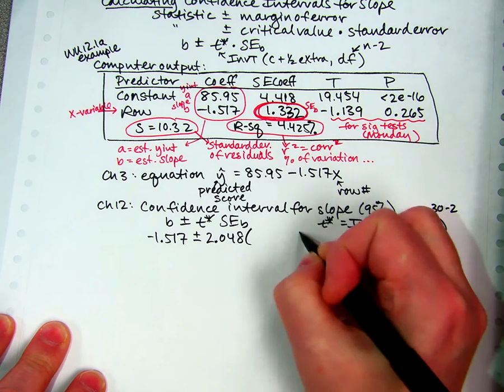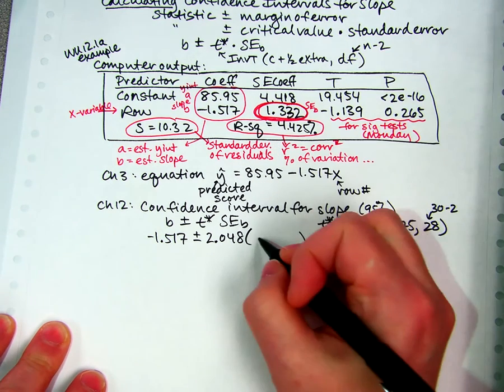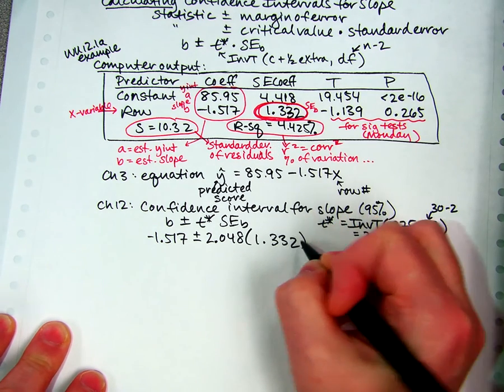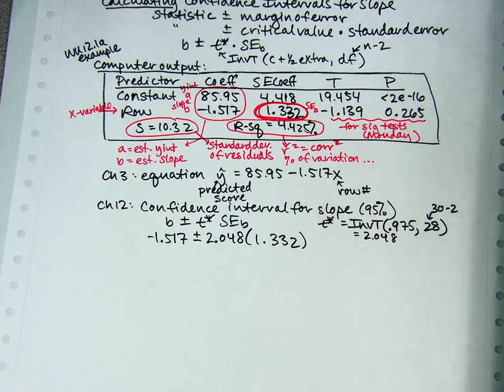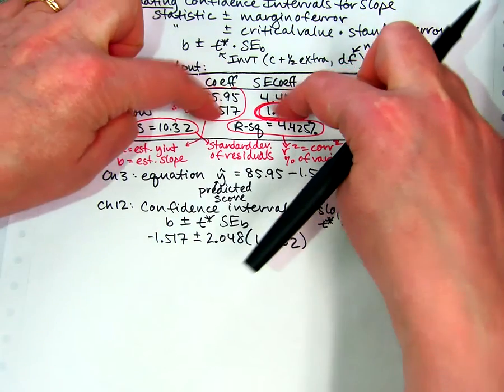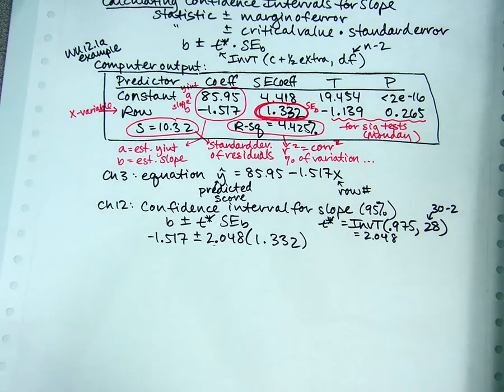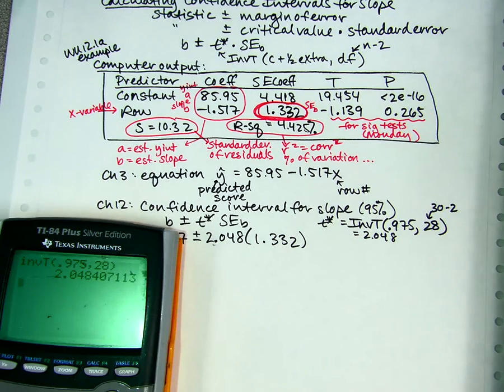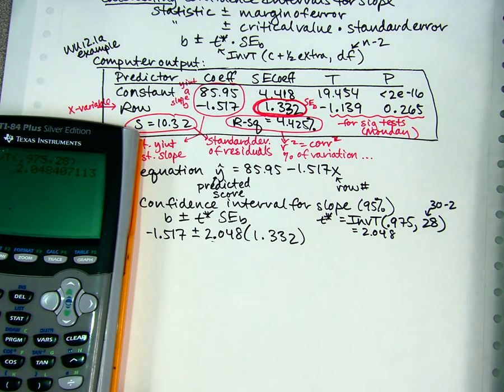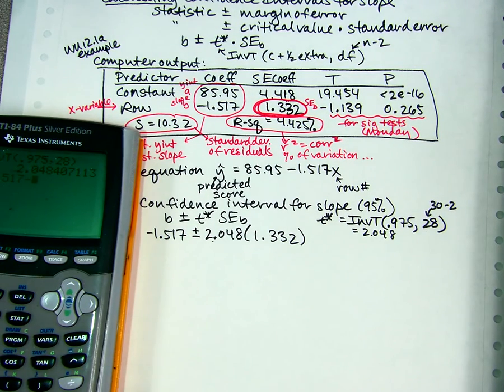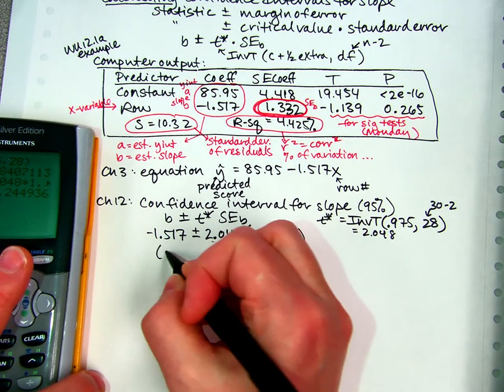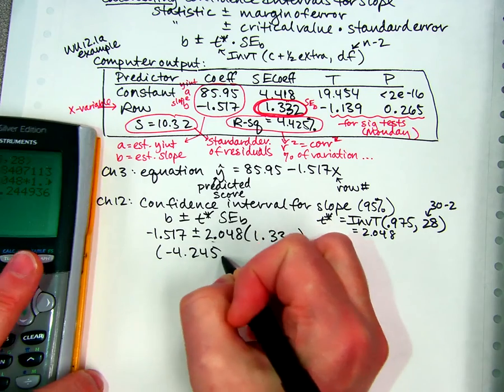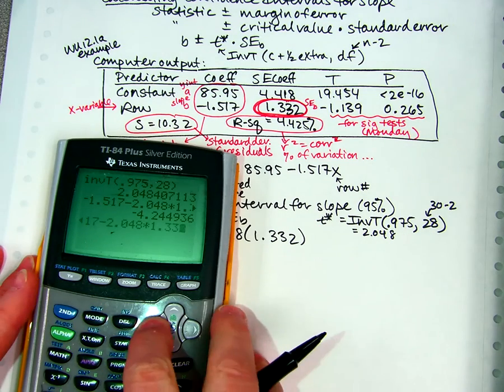And then SEB, I just get off the table, 1.332. It's like the easiest calculation of a confidence interval we have done this year, because most of the time they give you this table, and look, 2 of the numbers you need are right there. Put them in your formula. And then I multiply, and I add and subtract. So let's do that. Negative 1.517 minus 2.048 times 1.332. And I got negative 4.245. And then I do it again with a plus sign.